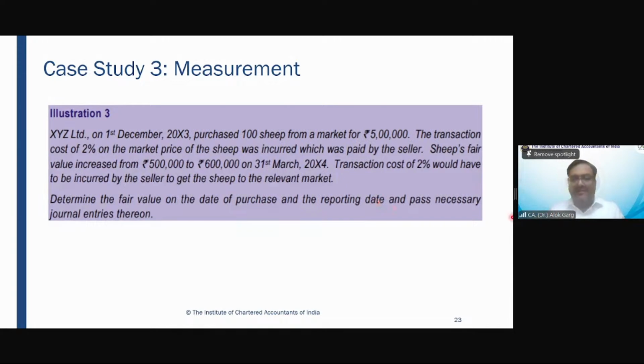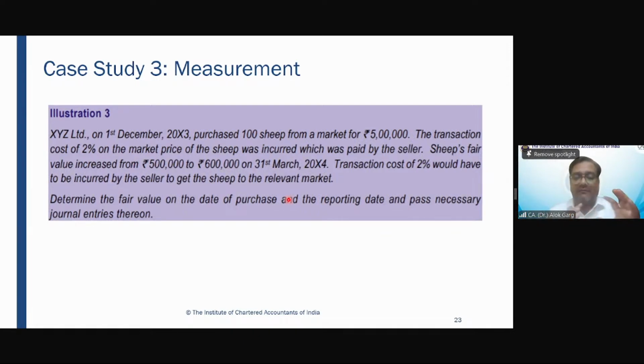What is the accounting entry on the initial and subsequent recognition? Tell me quickly. The cost was 5 lakh rupees. Biological assets account debit. To bank. At what value was this sheep purchased? 5 lakh rupees. To bank 5 lakh rupees.